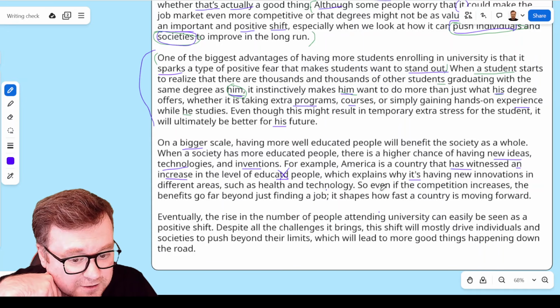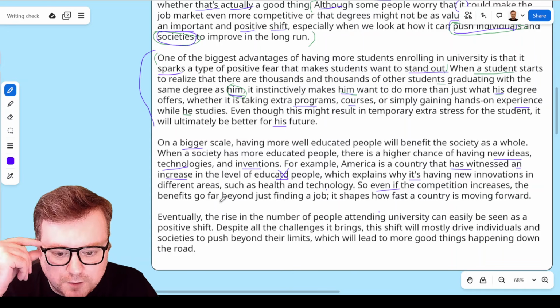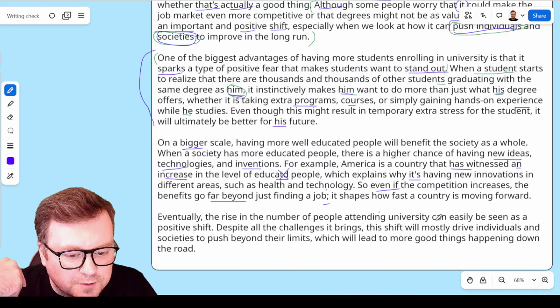So even if, I like this use of even if, the competition increases, the benefits go far beyond, nice, far beyond just finding a job. It shapes, nice use of the semicolon, it shapes how fast a country is moving forward.